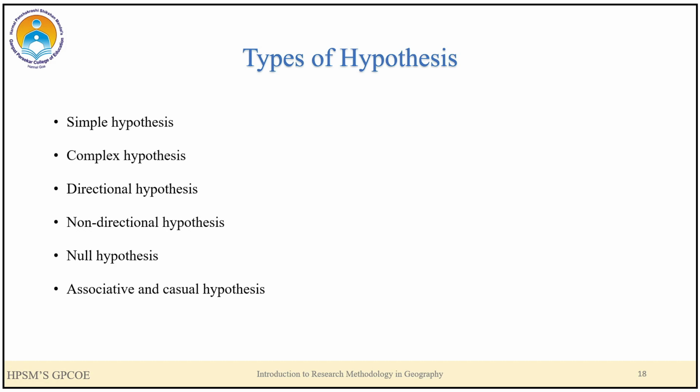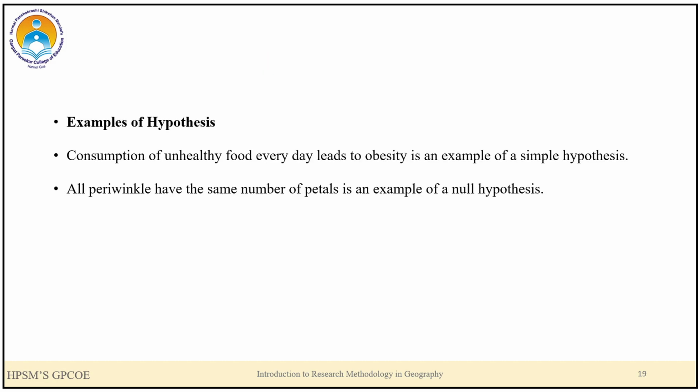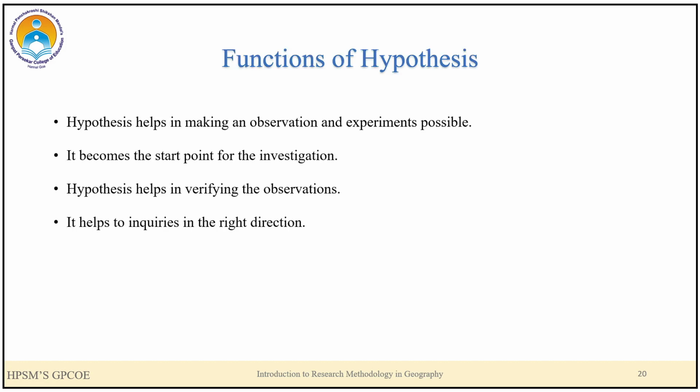Now let's see the types of hypothesis. There are various types of hypothesis. For example, simple hypothesis, complex hypothesis, directional hypothesis, non-directional hypothesis, null hypothesis, associative hypothesis, and causal hypothesis. Example of hypothesis: consumption of unhealthy food every day leads to obesity is an example of a simple hypothesis. Periwinkles have the same number of petals is an example of a null hypothesis.